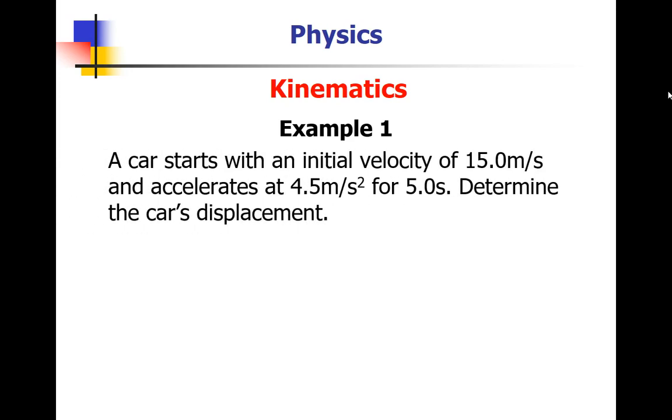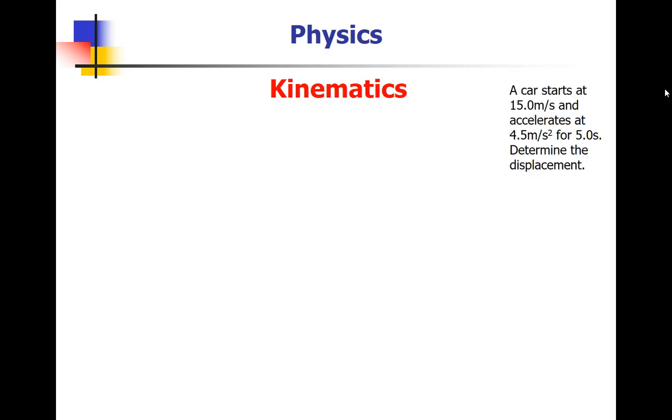A car starts with an initial velocity of 15 meters per second and accelerates at 4.5 meters per second squared for 5 seconds. Determine the car's displacement. Well, I've read it. After I read it, the next thing I always do is diagram it. Here's the car of science at 15 meters per second. It'll accelerate at 4.5 meters per second squared for 5 seconds. We want to know the displacement.